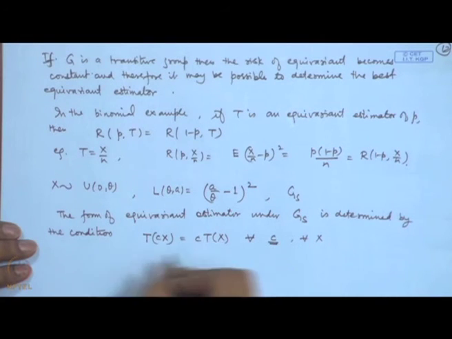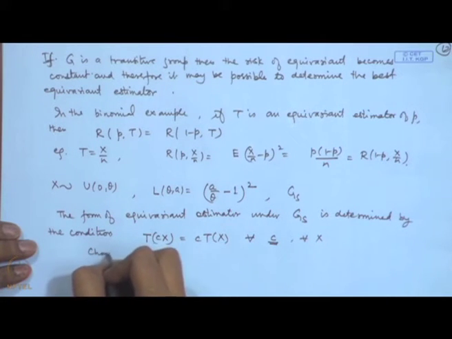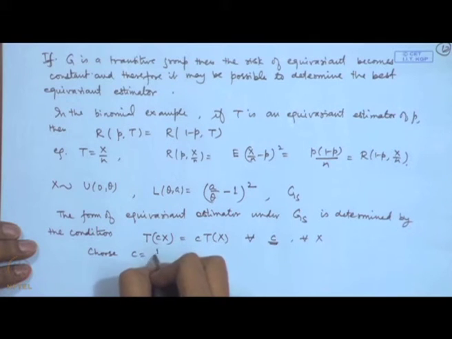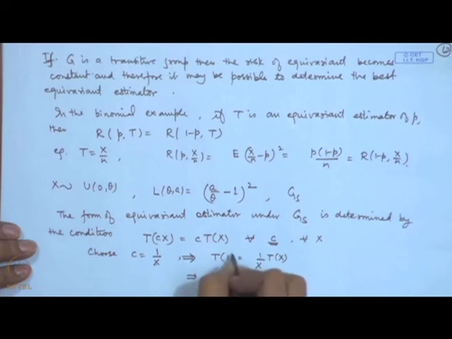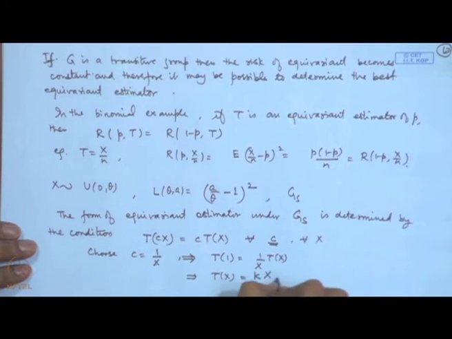Now, here c is any positive value, so choose c is equal to 1 by x. So, what will we get here? This will give us T of 1 is equal to 1 by x T of x. This implies T x is of the form, now this T of 1 is a constant, so this is a constant times x. So, this is the form of an equivariant estimator here, that is a multiple of x.